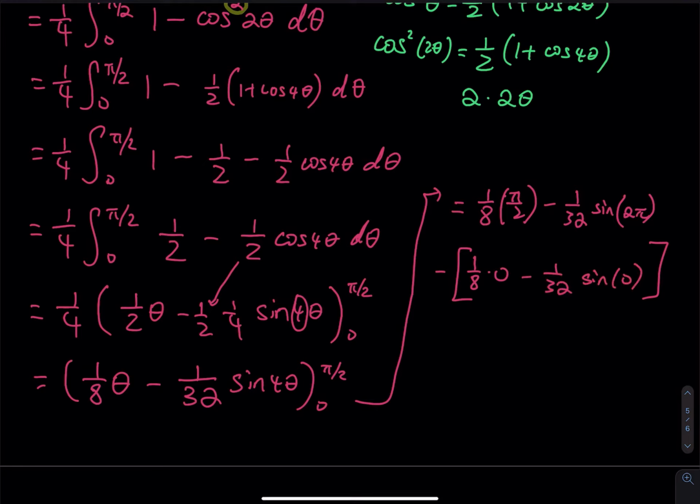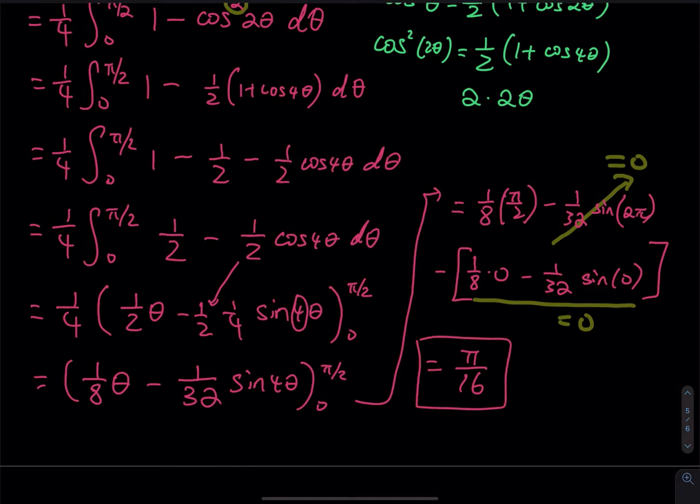So the whole thing is equal to 0. And the sine of 2 pi equals 0 as well. So this equals 0 as well. So we only have pi over 16. So overall, the integral is equal to pi over 16, and that is the final answer to this integral.